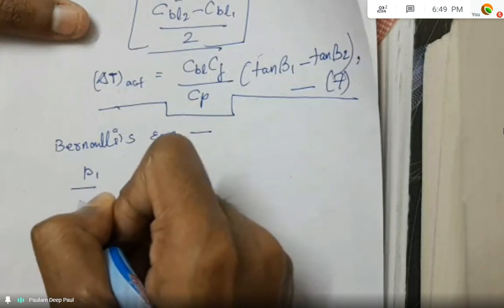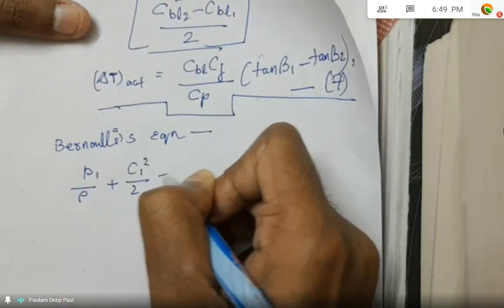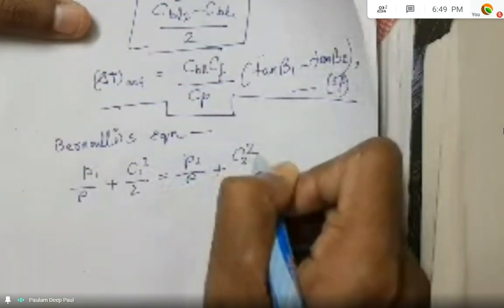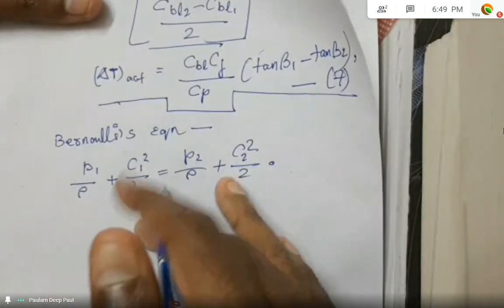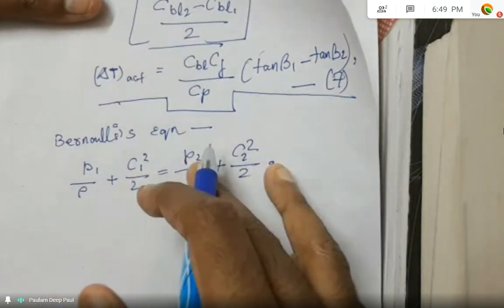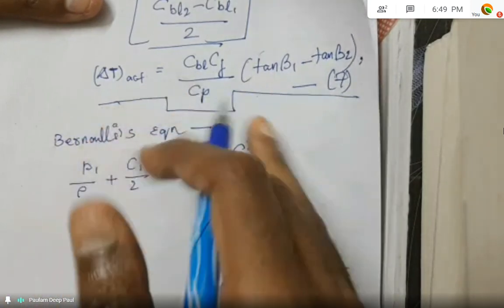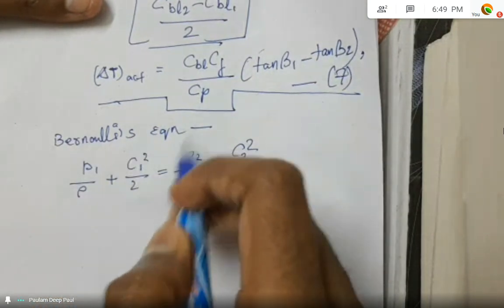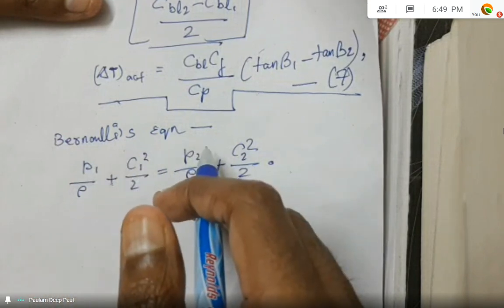That is P1 by rho plus C1 square by 2 should be equal to P2 by rho plus C2 square by 2. We are neglecting the potential head because we are assuming that both inlet and outlet are at the same level. So we get the pressure head and the velocity head at the inlet and at the outlet.